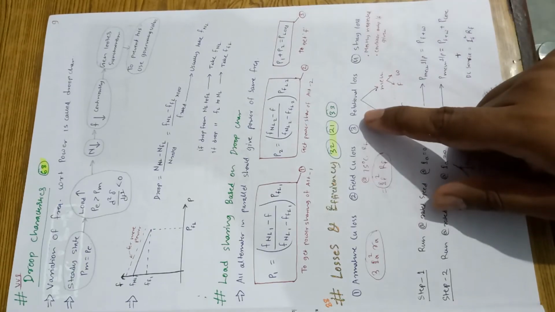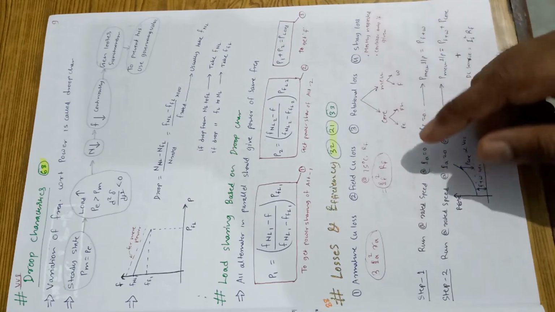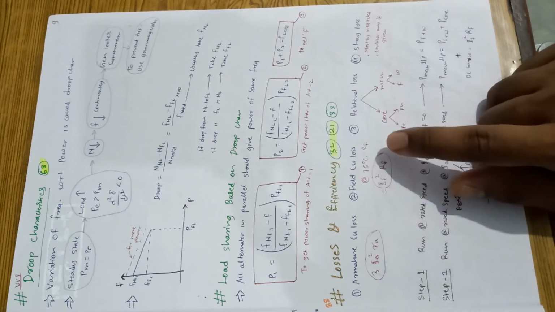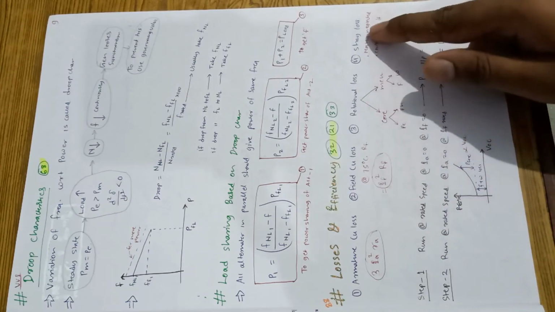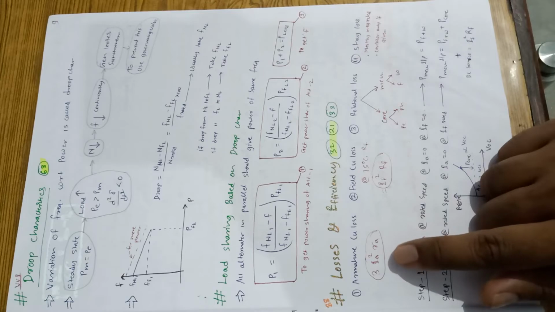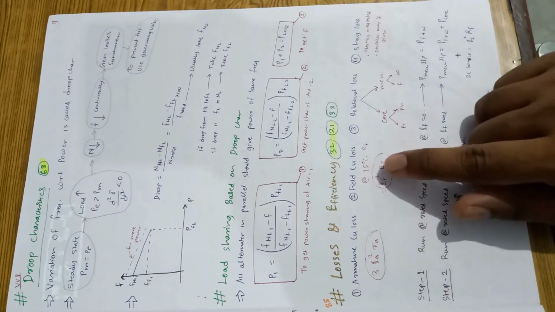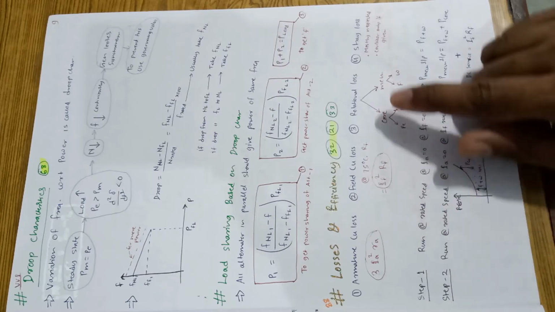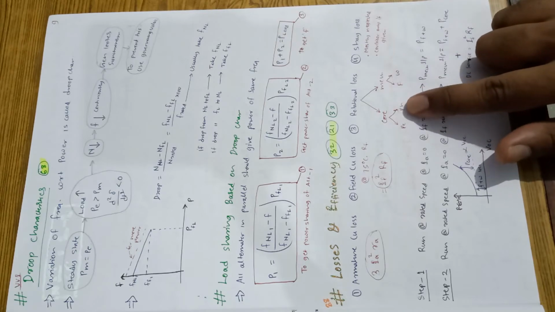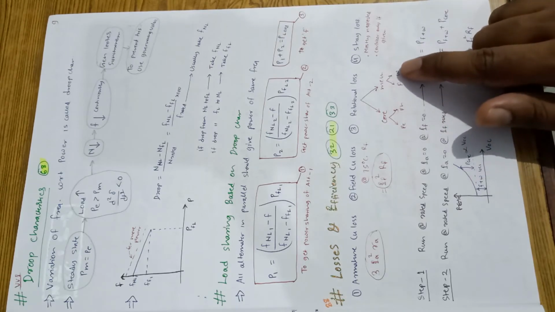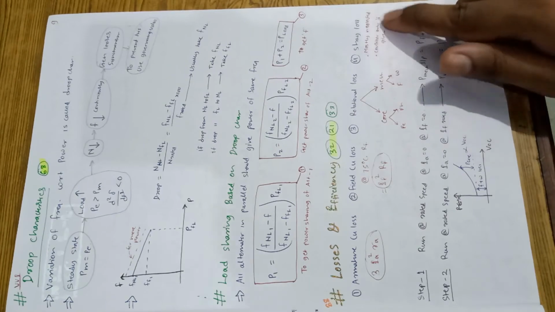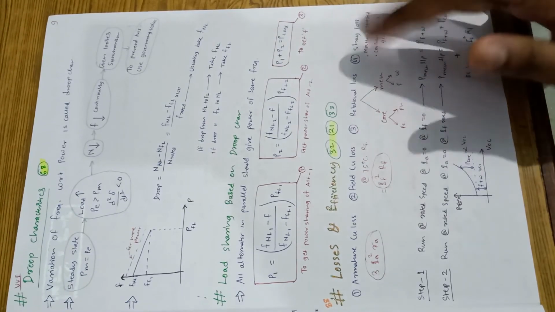Now, losses and efficiency in an alternator or synchronous machine. There are a total of 4 types of losses: armature copper loss, field copper loss, rotational loss, and fourth, stray loss. Armature copper loss we know very well, 3 Ia square Ra, and field copper loss is If square Rf. Rotational loss is core loss and mechanical loss. Core loss is hysteresis loss and eddy current loss, and mechanical loss is friction and windage loss. Stray loss is mostly neglected; consider it only when it is given.